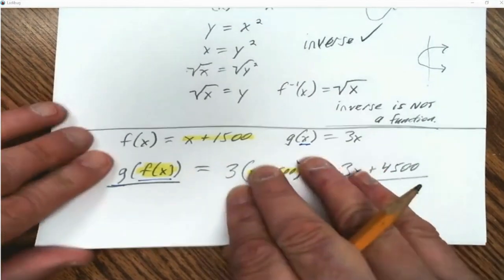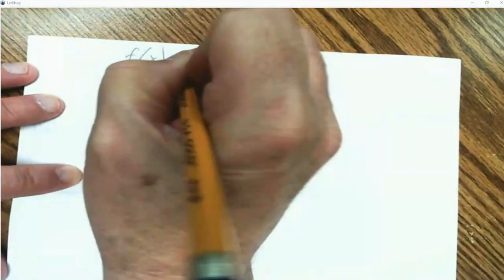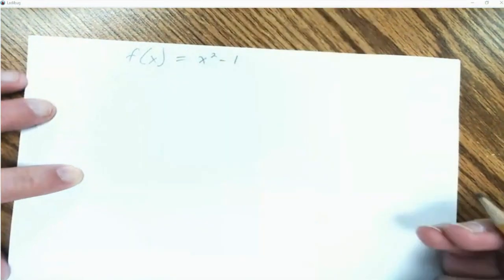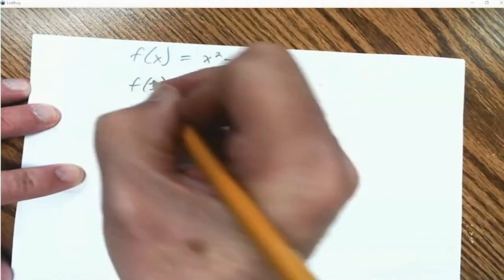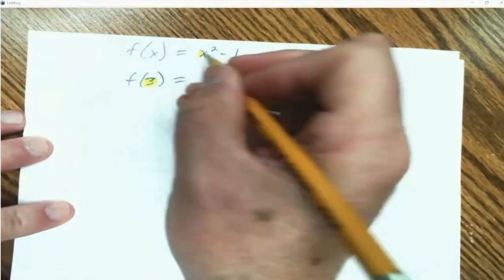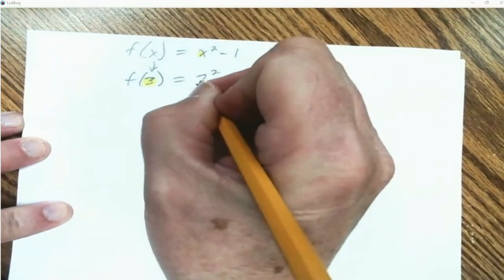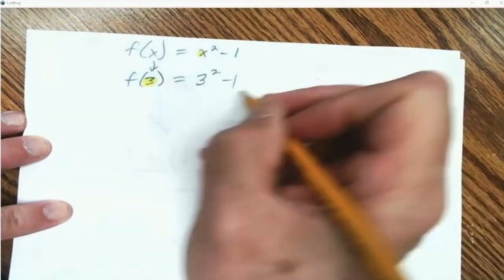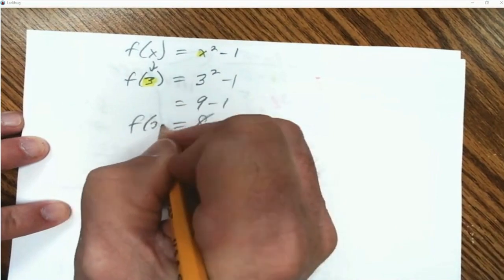Taking that a step further, when we think about it in function notation, a lot of times if we have f of x equals x squared minus 1, we say, okay, what is f of 3? It's the same thing. We're just taking whatever's inside there and substituting it in for x. So instead of x, I'm putting 3, 3 squared minus 1, which is 9 minus 1, 8. So f of 3 is 8.